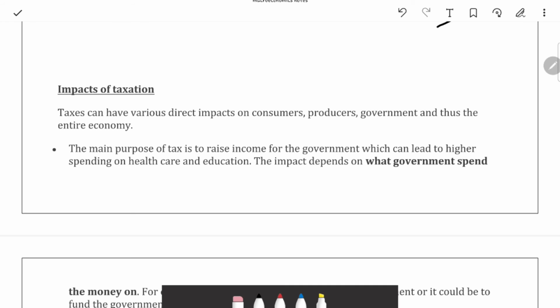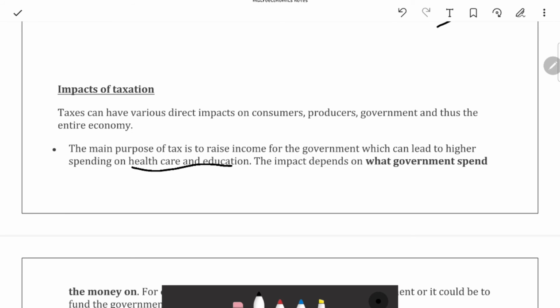Now, first of all, the main purpose of why the government would introduce a tax is so that they can have more income. And if they have more income, they can help on spending, for example, healthcare and education and different public services and stuff like that. So, at the start when we had a look at the roles and stuff, basically, the government can have a look at all of that, okay?